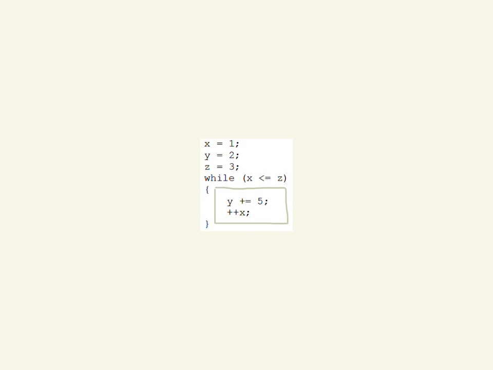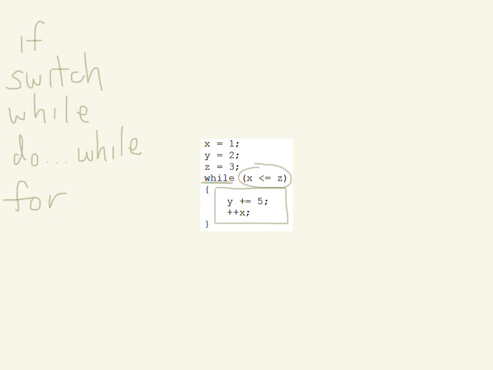Next thing I do, look for my keywords. What are my keywords? If, switch, while, do while, and for. Well, in this case, I see this is a while problem. Next, I look for the variables in my conditional test, and I see I have two that are important here, X and Z. I make a column heading for every variable in my problem, and then I just work the problem from top to bottom, updating the variable values.